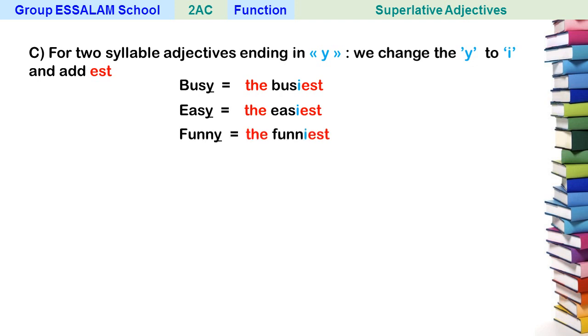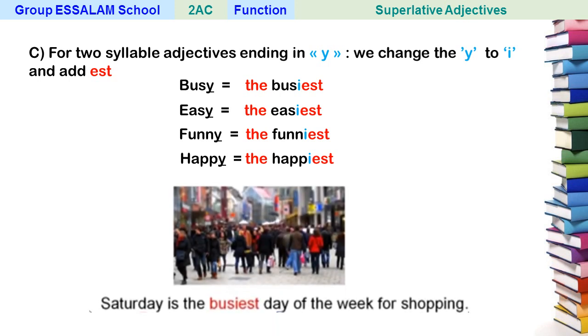Funny, two syllables. It becomes the funniest. So is it okay? So we drop the Y and we replace it by I. Then we add est. This is the superlative. Happy, the happiest. Now let's see this example. Saturday is the busiest day of the week for shopping.